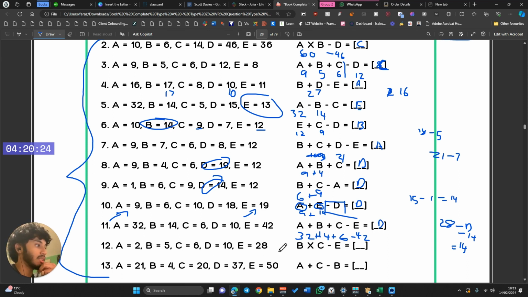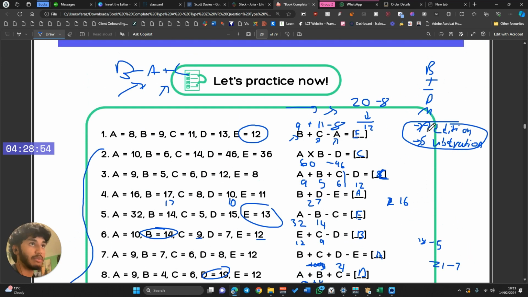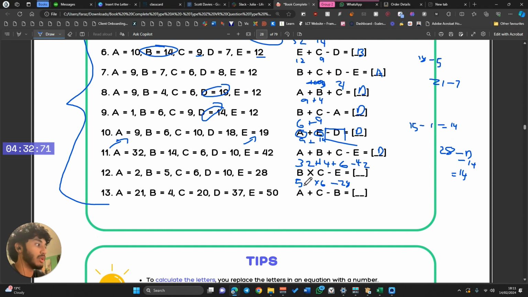And A, so B times C, so that's going to be 5 times 6 minus 28. Again, remember BIDMAS up here, multiplication is before them two. That means we have to do 5 times 6 is 30, minus the 28 is, sorry, 30 minus 28, that is 2, and that gives you A.